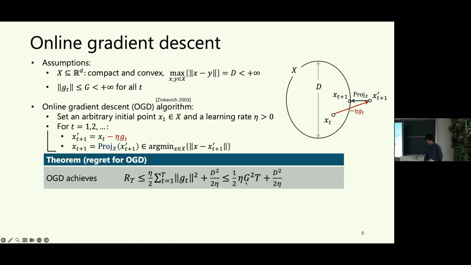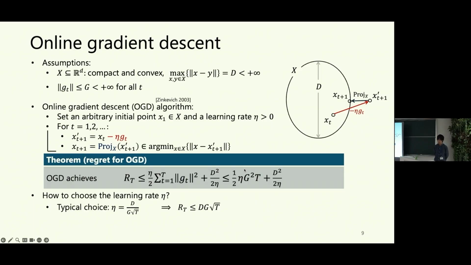This upper bound depends on the learning rate parameter eta. So here we wonder how to choose the learning rate. The most typical choice is this one, which minimizes the right-hand side. If we consider minimizing this value, the optimal eta would be this one, and we get a square root upper bound, right? But there is a better way.